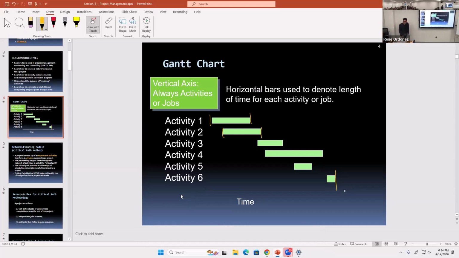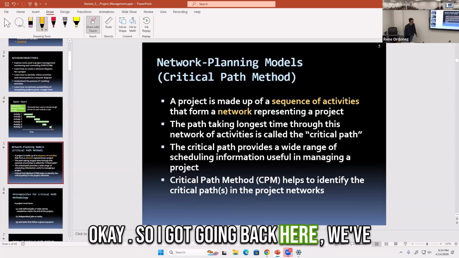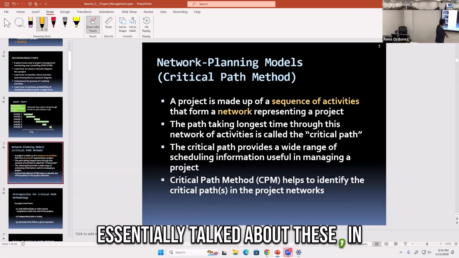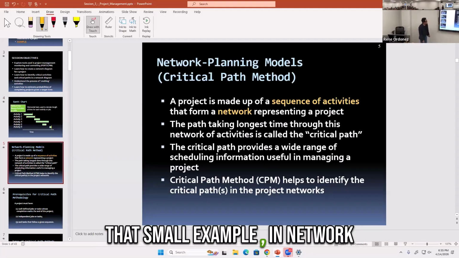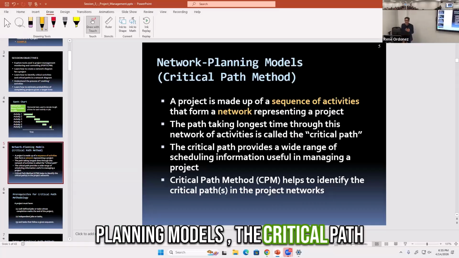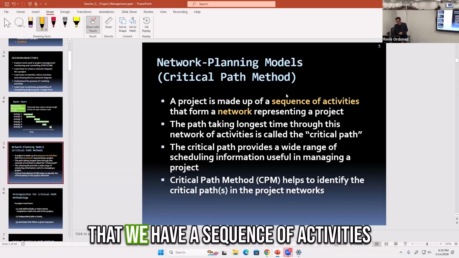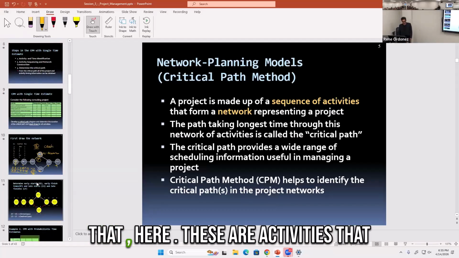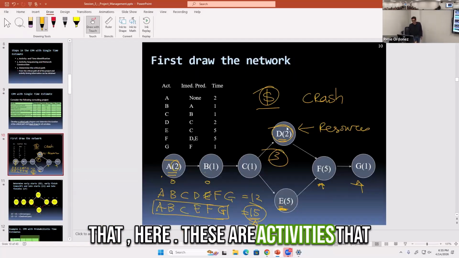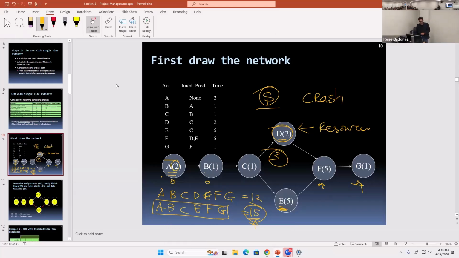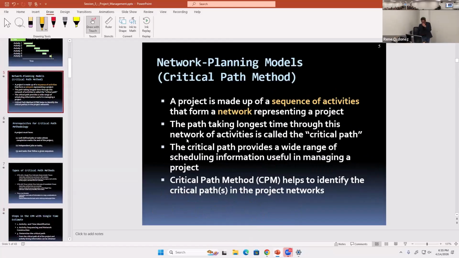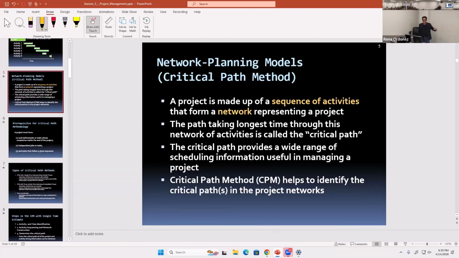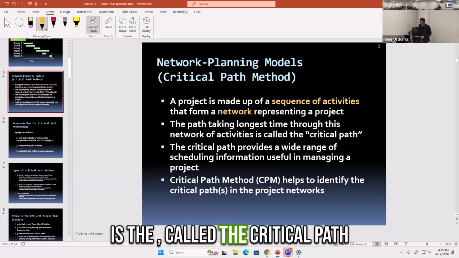Therefore, it is not easy to determine from a project manager standpoint which of these activities to focus your attention on. So going back here, we've already talked about these in that small example. In network planning models, the critical path method, we have a sequence of activities that form a network. We saw that here. Then the path taking the longest time, as we observed, 15, is called the critical path.